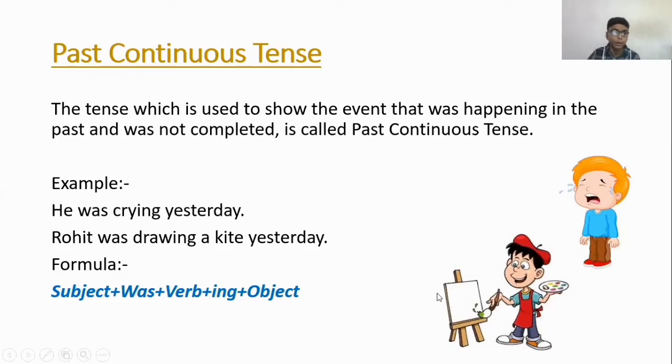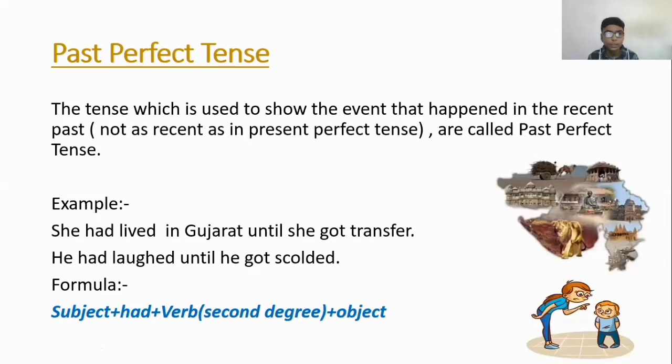Now let me move further. Past perfect tense. The tense which is used to show the event that happened in the recent past. But the recent past is also not very recent as in present perfect tense. For example, anything which had happened in the recent past is known as past perfect tense. This might be a little confusing, but with little practice, you will come to know about it very well. Because the time used in past perfect tense is more in the past as compared to present perfect tense.